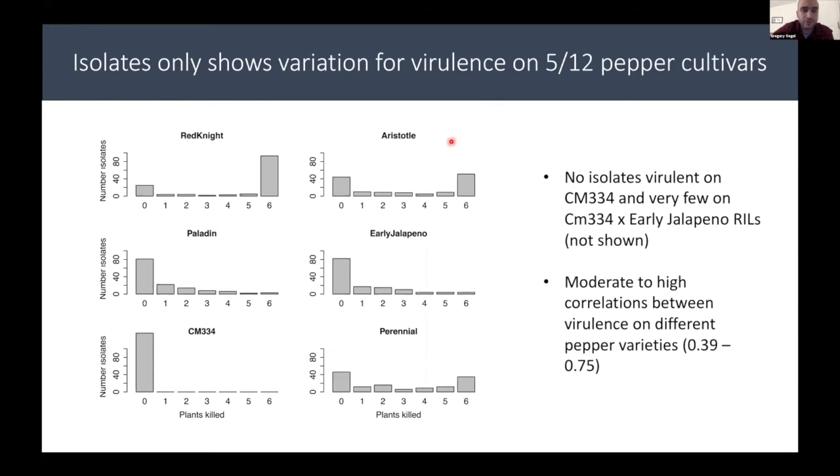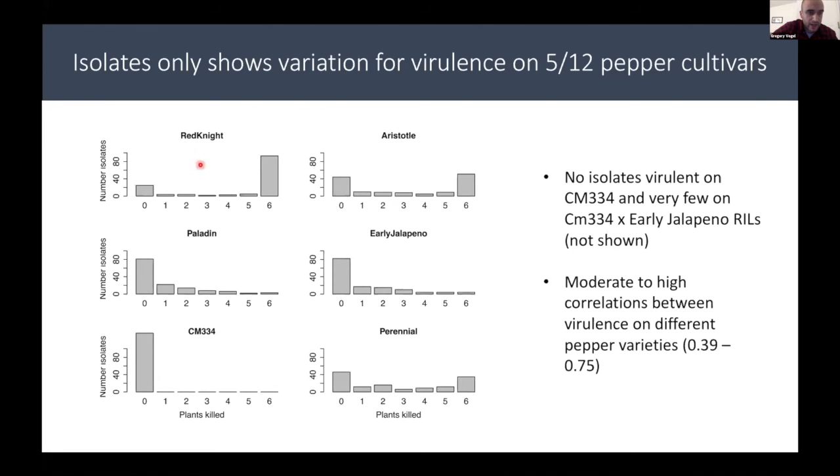So when we look at the distributions of virulence for these isolates on the different pepper cultivars, here I'm just showing 6 of the pepper cultivars because we didn't really find many isolates that were able to cause disease on the lines that were from a cross between CM334 by Early Jalapeno, so I'm not showing them. And on these plots, the x-axis is showing the number of those 6 pepper plants killed, and the y-axis is showing the number of isolates that were able to kill that many pepper plants.